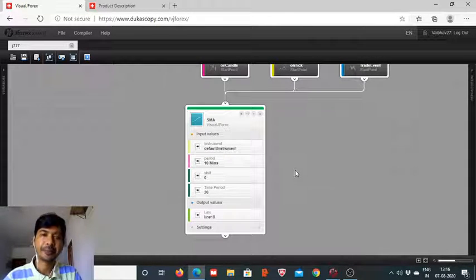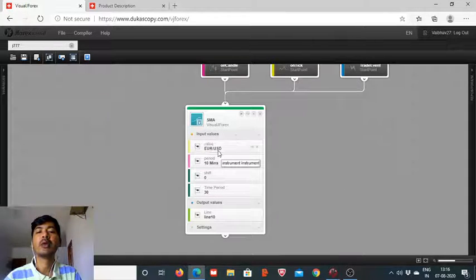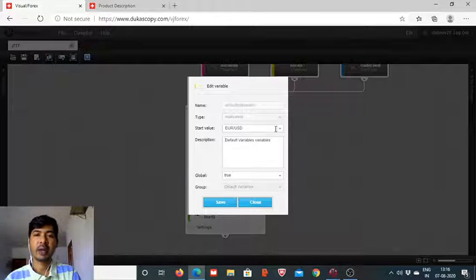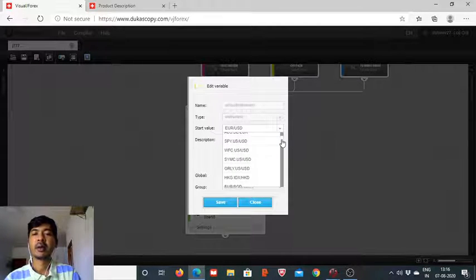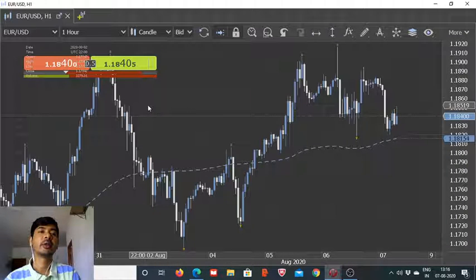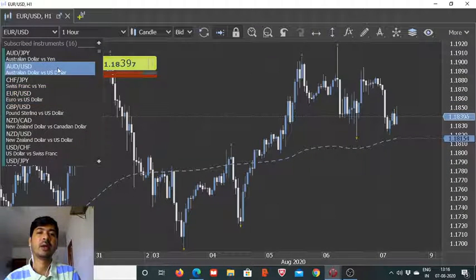And for this SMA block, the indicator block, we have to input the values. The default instrument can be anything; whichever instrument you want to design the algorithm for should be taken as the default instrument. For example, in today's session we go for a different instrument. Let us take AUD USD. Okay, so this is the instrument of choice for us. In today's session we change the instrument on the charts as well.